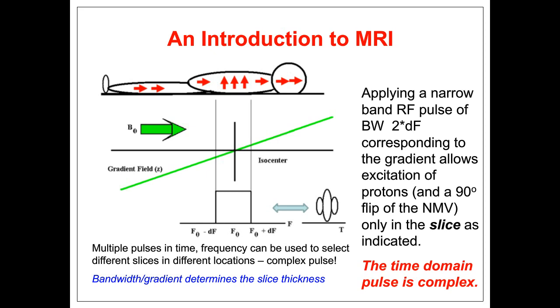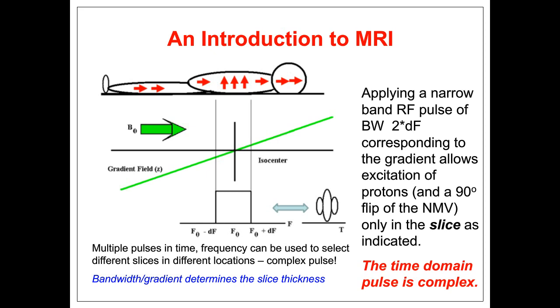So by varying the bandwidth and/or the gradient slope, you can make that slice as thin or as thick as the radiologist, for example, may require. And of course, if you make it too thin, there's a smaller number of atoms that can provide signal, or if you make it too thick, you sort of lose some resolution. But that allows you to define a location.